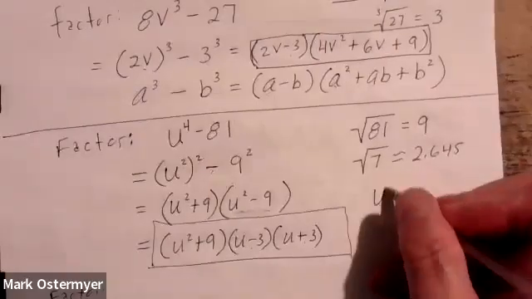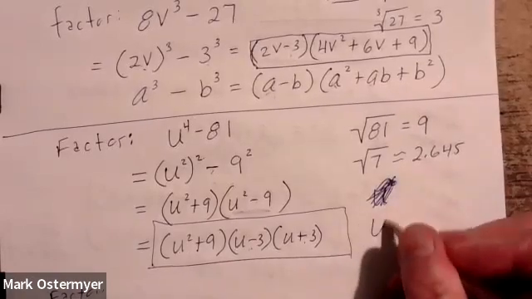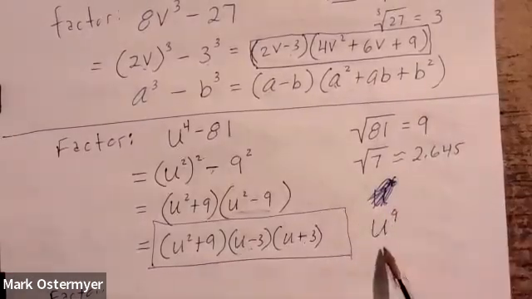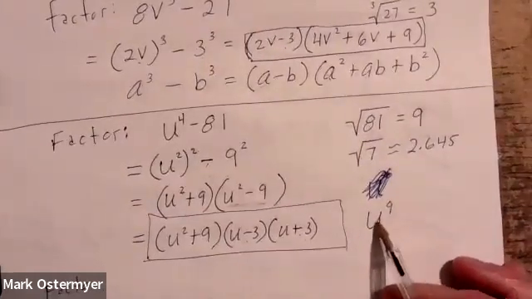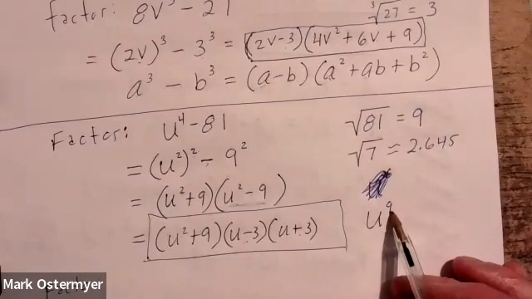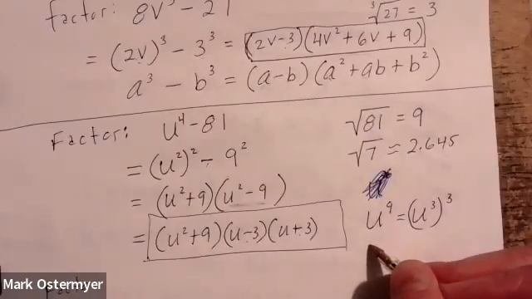Now, as far as cubes are concerned, if you had u to the 6th power, well, let's try u to the 9th power. Is this a perfect square or a perfect cube here? Well, to find out, you can ask yourself, does 2 divide into 9 evenly? No, so this is not a perfect square, but does 3 divide into 9 evenly? Yeah, so this would be a perfect cube of u cubed. You see that there?